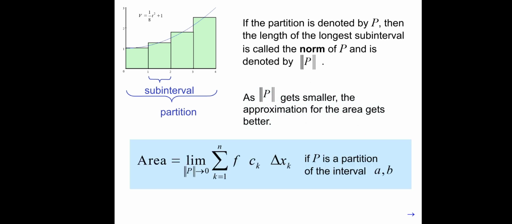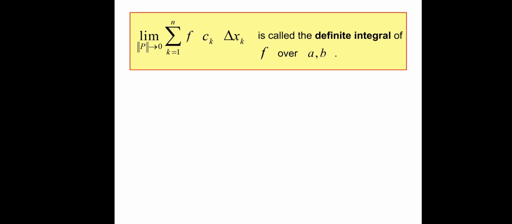So the area is equal to the limit as ||P|| approaches 0 of the summation from k equals 1 to n of f of c sub k times the subinterval Δx sub k, if P is a partition of the interval [a, b]. It is called the definite integral of f over [a, b].